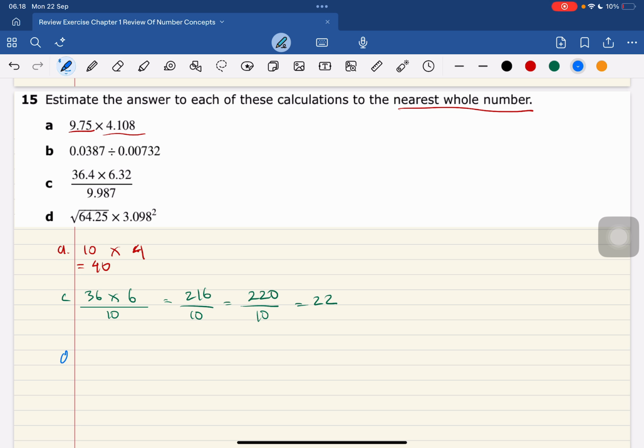Next, for D, square root of 64.25. Okay, so let's make it to square root of 64, which will give us the answer of 8. And then the last one, 3 squared will give us the answer of 9. So the final is 8 times 9 equal to 72.